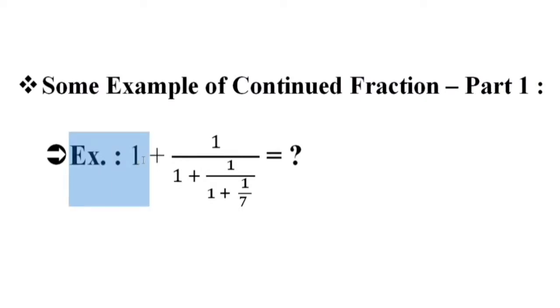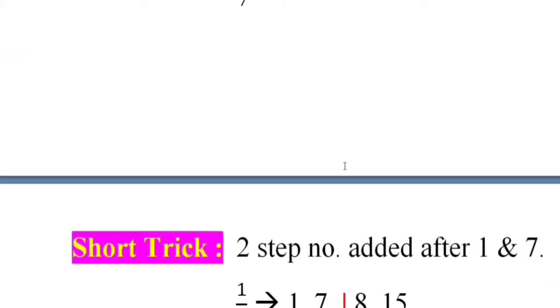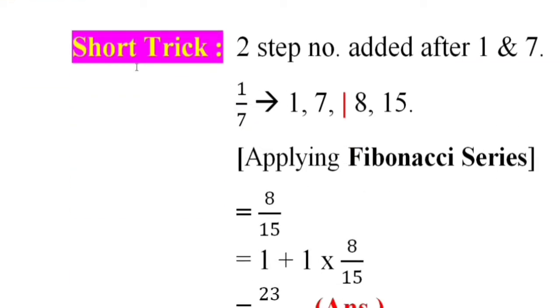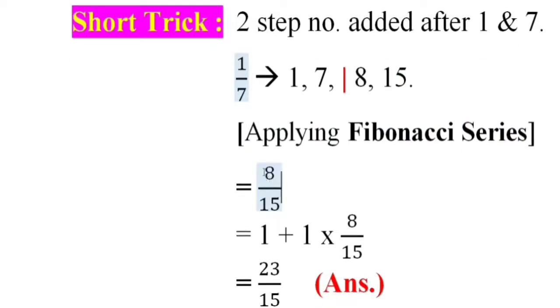Example: 1 plus 1 by 1 plus 1 by 1 plus 1 by 7 equals what? Short trick: 2-step numbers added after 1 and 7. 1 by 7, write 1, 7, and 1 plus 7 equals 8, and 7 plus 8 equals 15. Applying the Fibonacci series, it equals 8 by 15.